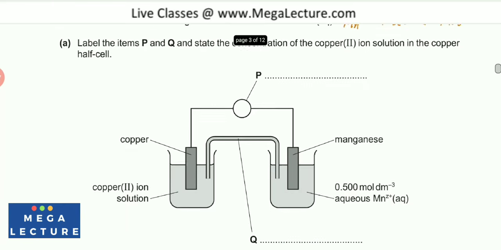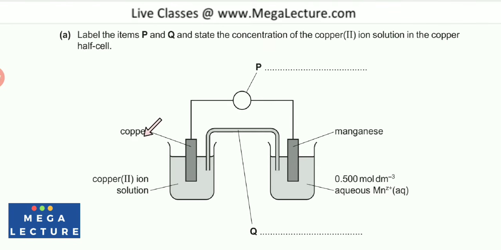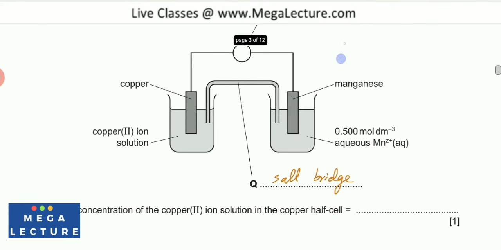So let's have a look at the two half cells, two electrodes. There's copper and copper ion over here, and there is manganese and Mn^Z+ over here in this half cell. So you have two half cells, and part A states label the terms P and Q and state the concentration of the copper 2 ions solution in the copper half cell. So I've labeled this one. This is the voltmeter, and remember, the two half cells are connected. The salt bridge is very essential for completing the circuit. The other thing that we were being asked is what is the concentration of copper 2 ion solution in the copper half cell.